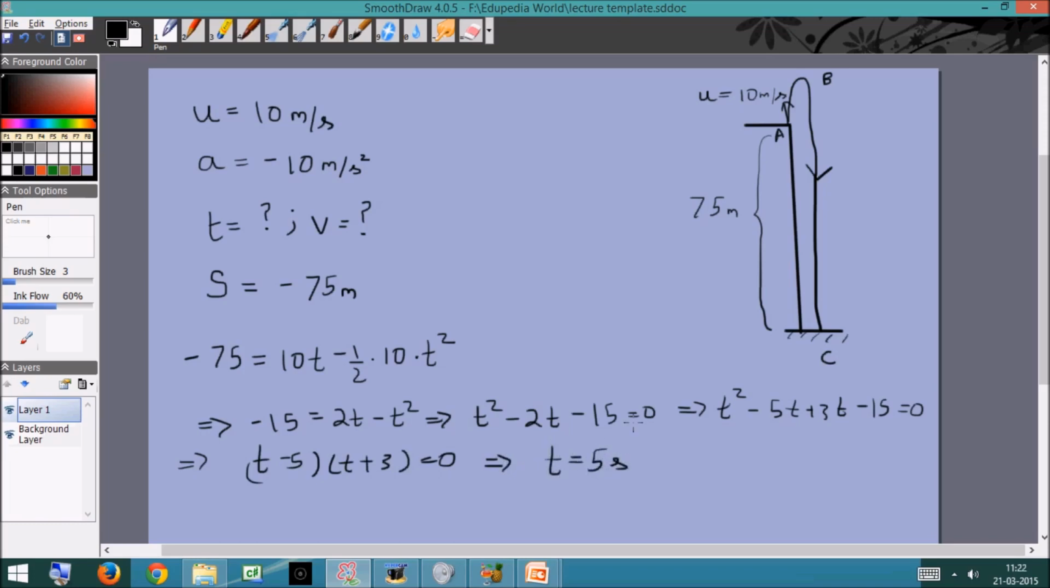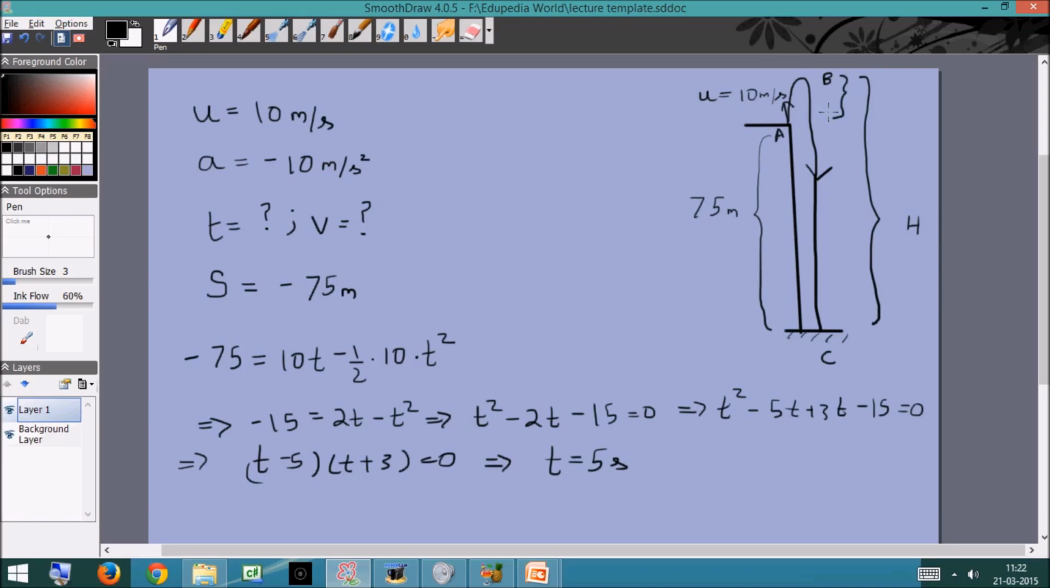So if I throw the particle upwards with a velocity of 10 meters per second, it will strike the ground after 5 seconds. Let's say we were asked to calculate the maximum height the particle has above the ground. So that means we would have to calculate this total height. Since we know the distance between A and C to be 75 meters, once we find out this height, we can just add it to 75 to get the final answer.